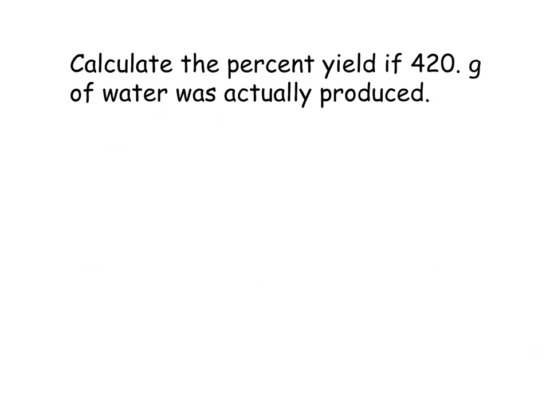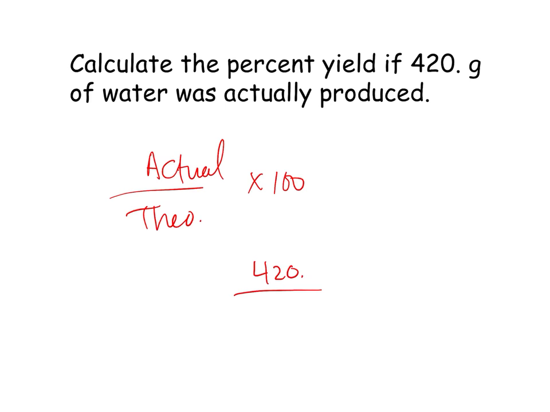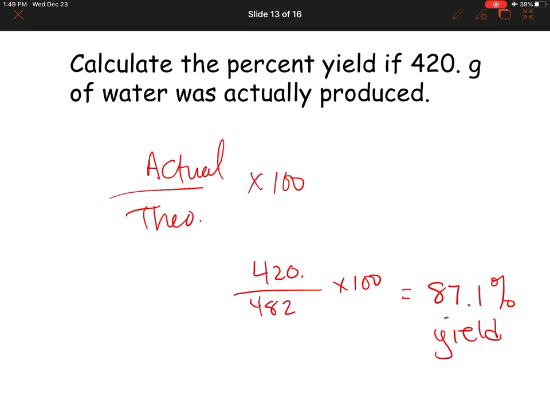It's what happened. So the formula is actual over theoretical times 100. My actual yield was 420 grams. My theoretical yield was 482, times 100. So 87.1% yield. And you can ask yourself, is that a good yield or not? Well, I don't know. It's pretty good.